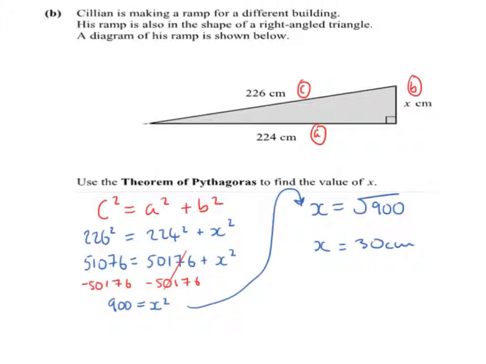I want to get the x on its own, so I need to get rid of the 50,176. So I'm going to minus 50,176 from both sides, so they cancel out. And 51,076 minus 50,176 gives me 900. So I have 900 equals x squared. So the squared part comes over the equal sign and becomes square root. So I get x is equal to the square root of 900. So x is going to be equal to 30 centimeters, because the square root of 900 is 30. So the height here is 30 centimeters.